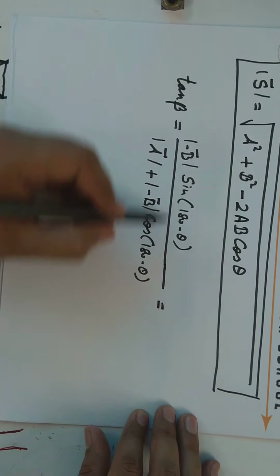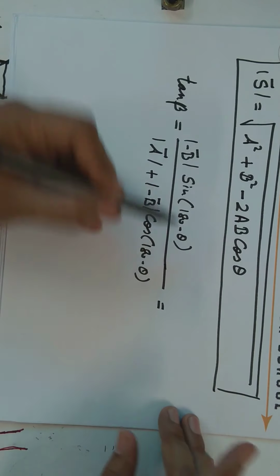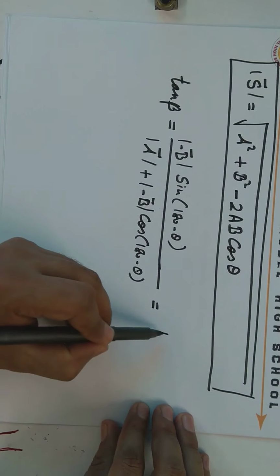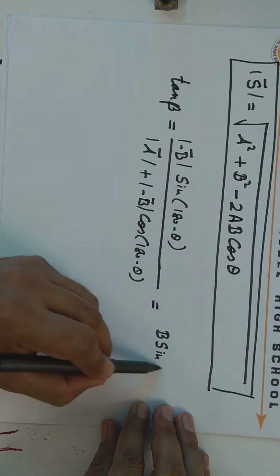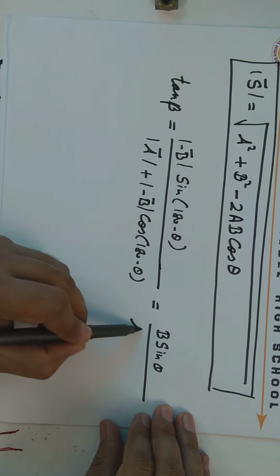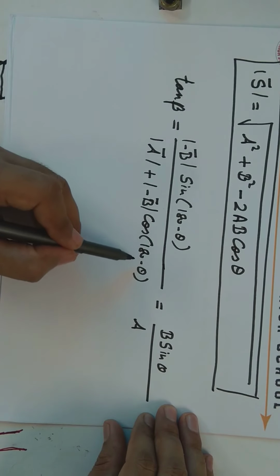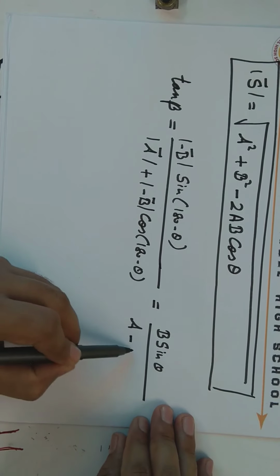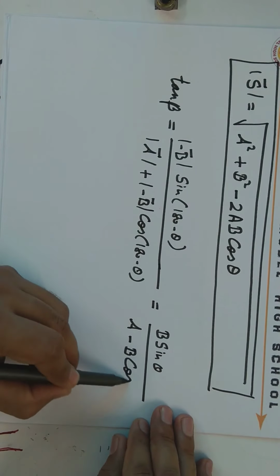So sine 180 minus theta is sine theta. In the second quadrant sine is positive, so it becomes B sine theta divided by A. In the second quadrant cos is negative, so cos 180 minus theta is minus cos theta, so it becomes minus B cos theta.